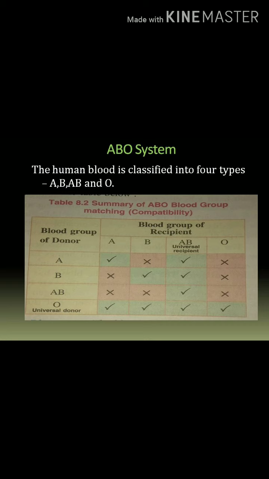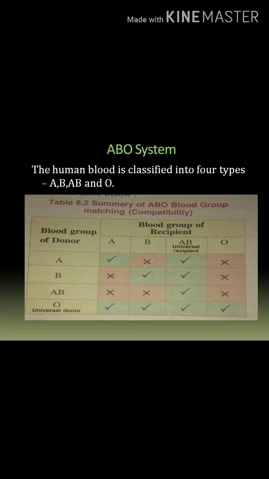And those who are having the blood group AB, they can give the blood only to those who are having the blood group AB, not for other groups. And those who are having the blood group O, they can give the blood to all the types of blood groups. It may be A, B, AB and O. So this is the blood group of donor and recipient.